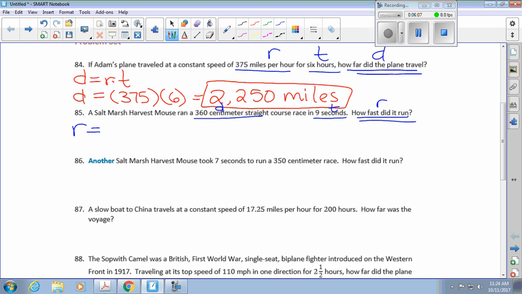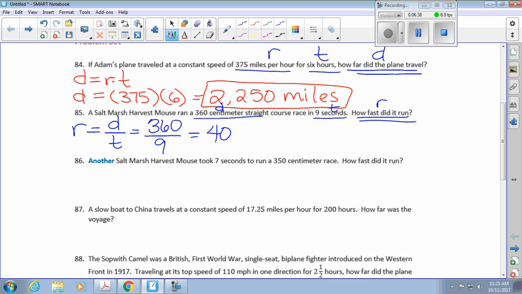Sorry. All right. Rate equals distance over time. We're going to plug in our distance, which was 360. We're going to divide that by our 9 seconds. And when we take 360 and divide it by 9, what do we get? 360 divided by 9. Michael? 40. 40, yeah. 36 divided by 9 is 4, right? And then you're going to throw that 0 on the end.